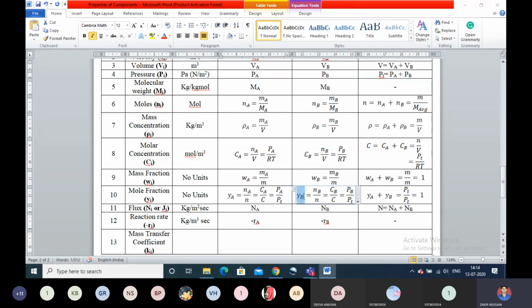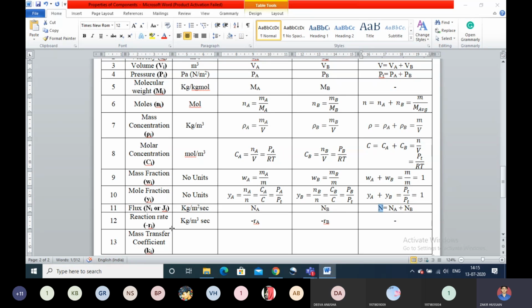Similarly for component B, small y subscript capital B is equal to individual moles NB divided by total moles, then individual concentration divided by total concentration, which is the same as for liquid up to here. Whenever gas is present, we have to take the pressures into account also: PB by Pt, which is the partial pressure of B divided by total pressure. The sum of the mole fractions is always equal to 1, or the sum of the weight fractions is always equal to 1. Fluxes are also the same. We denote them Na and Nb, and the total flux is denoted by capital N.